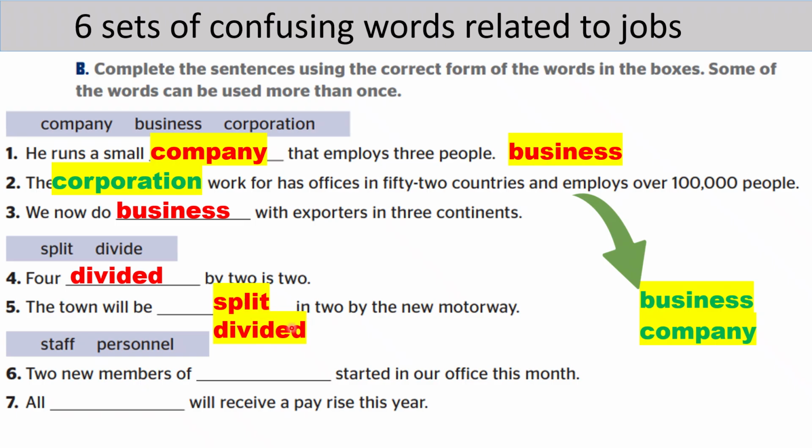Both are correct. The next confusing words, staff and personnel, they maybe have the same meaning, but when you say members, we say members of staff. We don't say members of personnel. But both can go together if you don't have the word members. So I can say all staff will receive a pay rise this year, or all personnel will receive a pay rise this year.